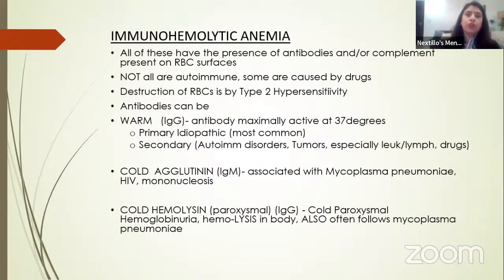Now we come to the immune hemolytic anemias, that is, RBCs being destroyed by the immune system. The immune system can act through antibodies or complement. We find these antibodies or complement on the RBC surfaces. Because they're attached to the RBC surfaces, the direct Coombs test will be positive. So a direct Coombs test is positive when antibodies or complement are attached to the surface of the cell, and an indirect Coombs test is positive when we check the serum of the patient for the presence of antibodies.